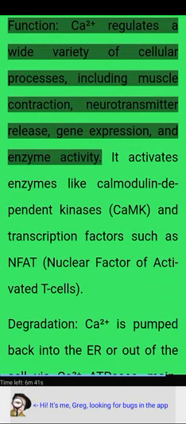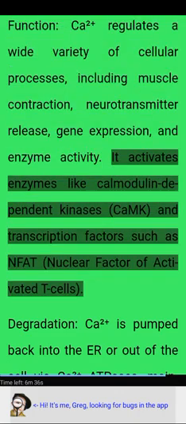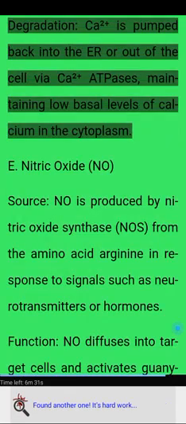Function. Ca²⁺ regulates a wide variety of cellular processes, including muscle contraction, neurotransmitter release, gene expression, and enzyme activity. It activates enzymes like calmodulin-dependent kinases (CAMK) and transcription factors such as NFAT, nuclear factor of activated T cells. Degradation. Ca²⁺ is pumped back into the ER or out of the cell via Ca²⁺ ATPases, maintaining low basal levels of calcium in the cytoplasm.